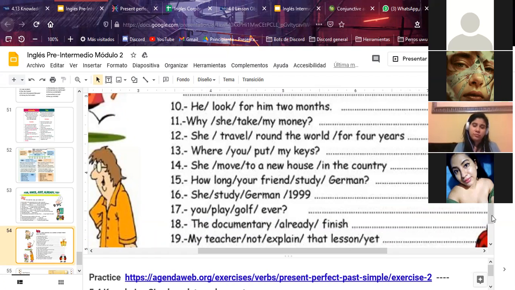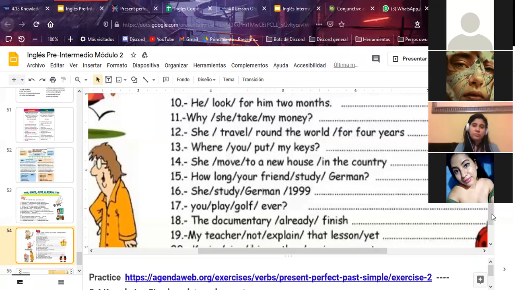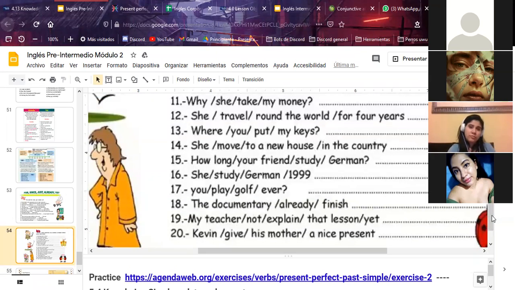He has looked for him for 2 months. Okay, he has looked for him for 2 months. So that is going to be for because it's a period of time. Yes. Okay, nice. Number 11. Why has she taken my money? Good. Why has she taken my money? We will never know.